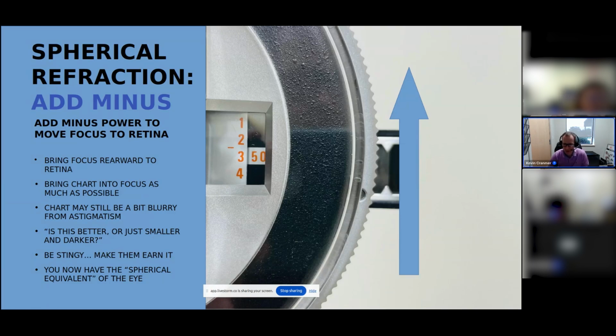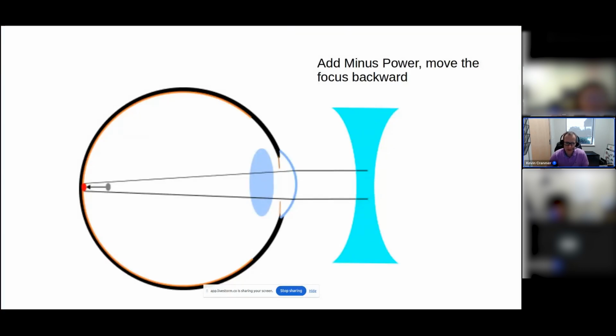And once you've done this, you now have what's called the spherical equivalent of the eye. You can't get them any better with sphere. You found that circle of least confusion, you put it on the retina, and now you're about as good as you can get with spherical refraction. So again, we've moved the focal point forward, and now we move it back, but not too far.